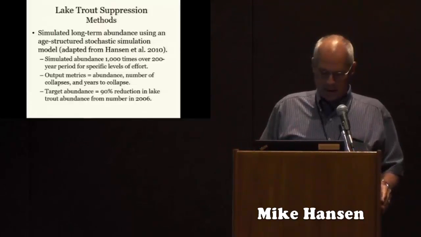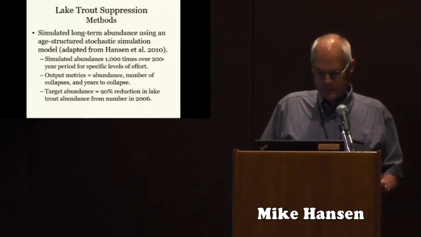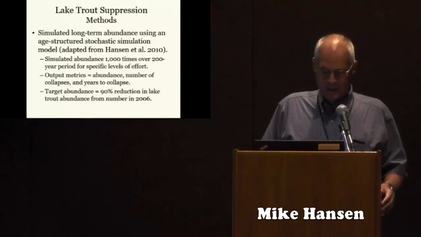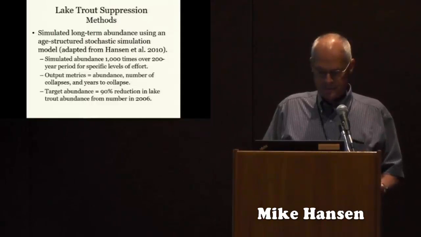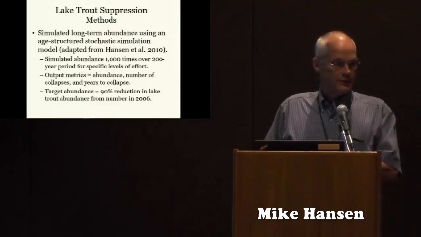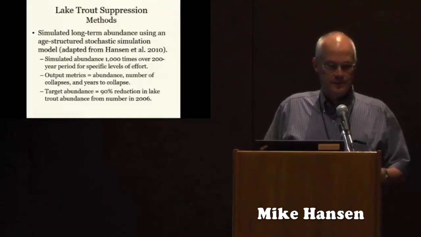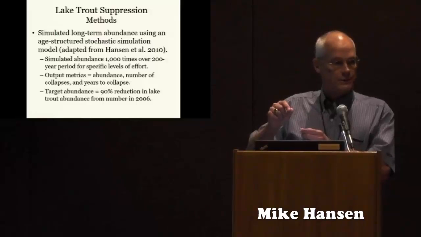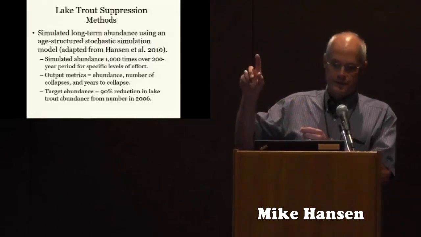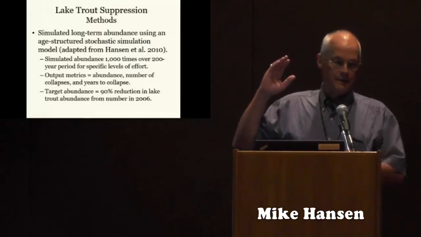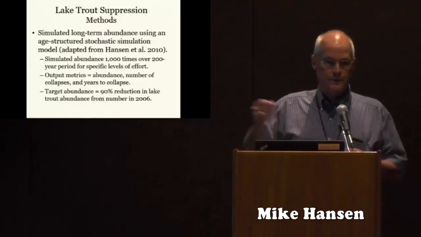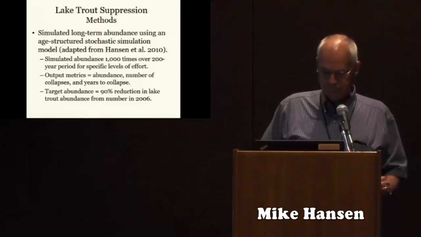In this case, I basically built a model and run lots of simulations, keeping track of how many fish are in the population. How many times does it collapse? And how long does it take to collapse? Very simple stuff. And here again, I'll just reiterate that the definition of collapse here is to reach that 90% suppression. So measured against where we started, the population peaked in 2006, but it came from an abundance in 1999 when no one even knew they were there. So that's where that 90% came from.